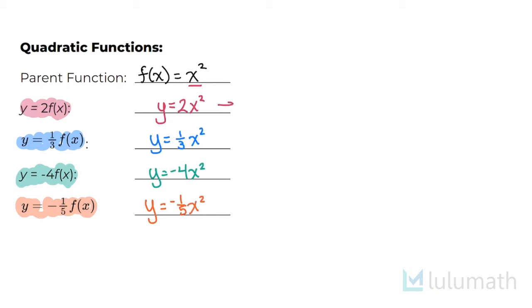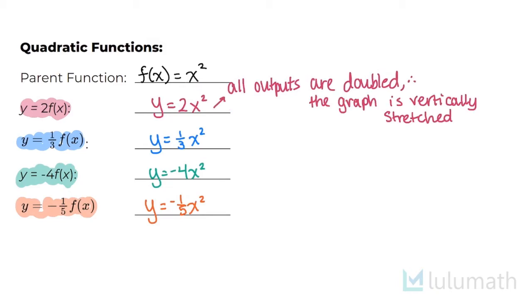Now, because in this one, all my y values are getting multiplied by 2, we can say that our graph is being stretched vertically. And in fact, we would say it's stretched vertically with a scale factor of 2. And then here, because all of our outputs are being multiplied by 1/3 or divided by 3, this graph is vertically compressed. And we'll say that the scale factor is 1/3.